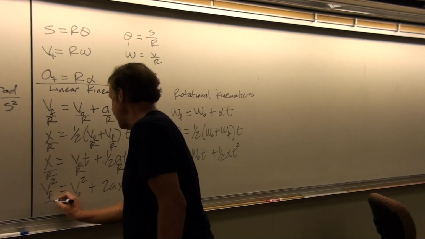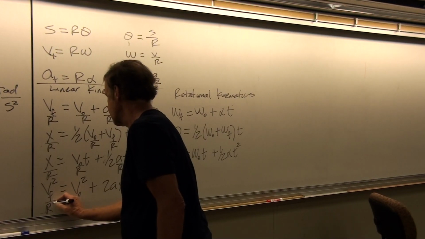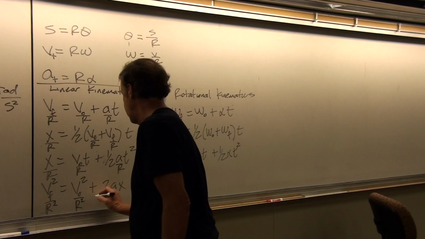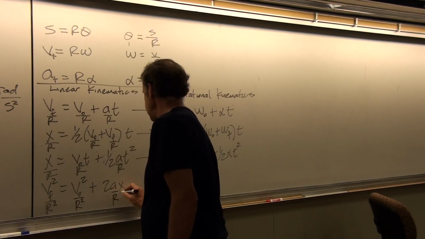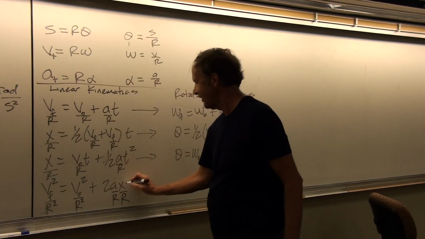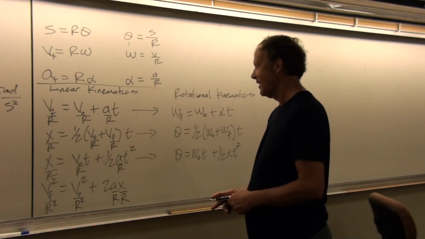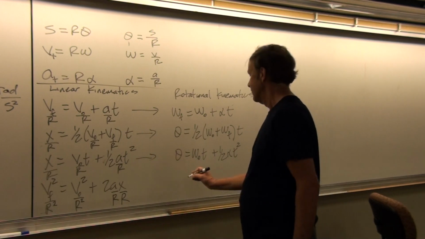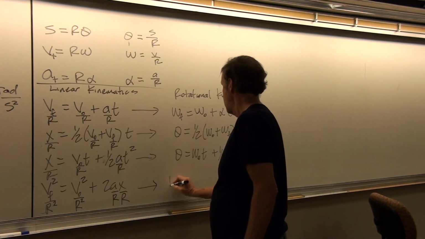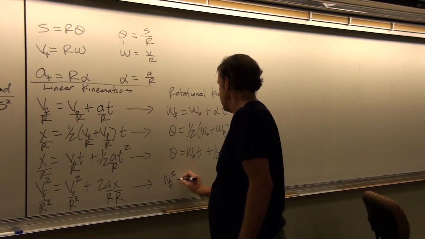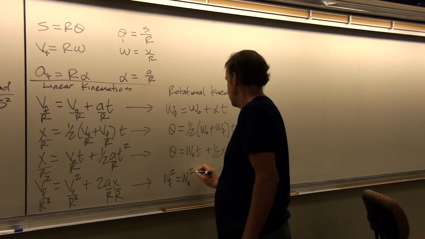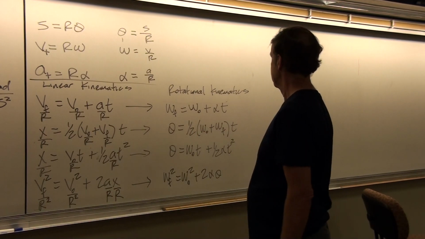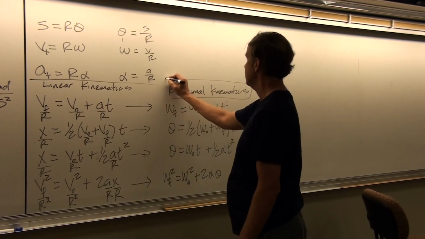And finally, in the last equation, because it involves squared quantities, we'll need to divide through each term by r squared. Here in the last term, we can spread out that r squared so that one of the r's is dividing by a and the other is dividing by x. So that gives us omega final squared equals omega initial squared plus 2 alpha theta. So these are our rotational kinematics equations.